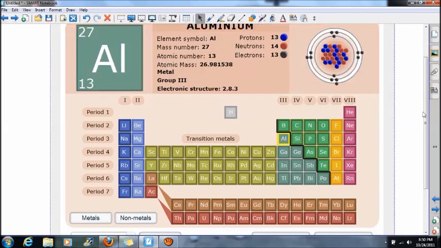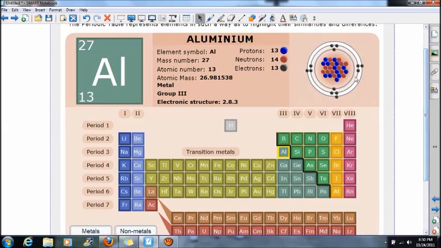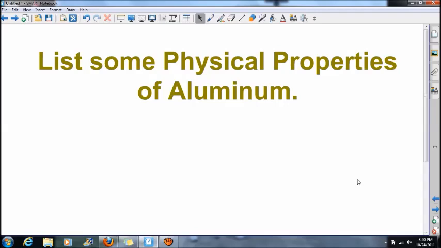So I click on it. And here's aluminum. And it tells us some information right here, and this is what we're going to use today for our notes. What I'd like for you guys to do is list on your paper right now, go ahead and write this down, list some physical properties of aluminum. So let me give you a minute here or so and list as many as you can.